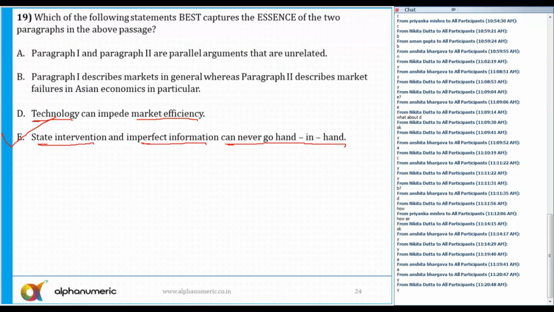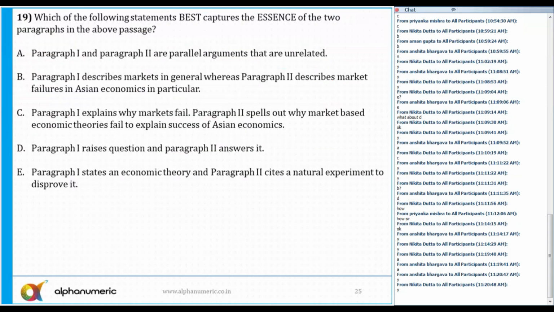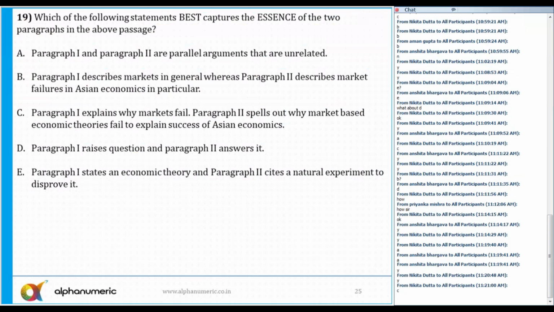Number 19. Which of the following statements best captures the essence of the two paragraphs in the above passage? What is the essence? I think number C. Paragraph 1 explains to you why markets fail, and paragraph 2 spells out why market-based economic theories fail to explain the success of Asian economies. Absolutely. Why the theories fail? Because they have different circumstances, they have different histories. That is why number C should be the answer for question number 19.